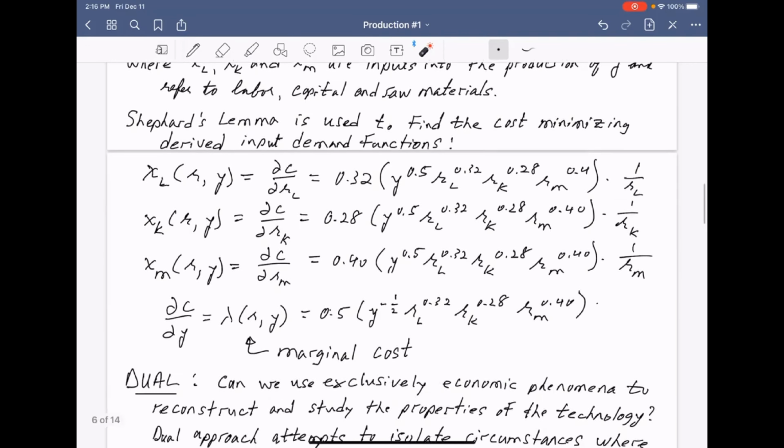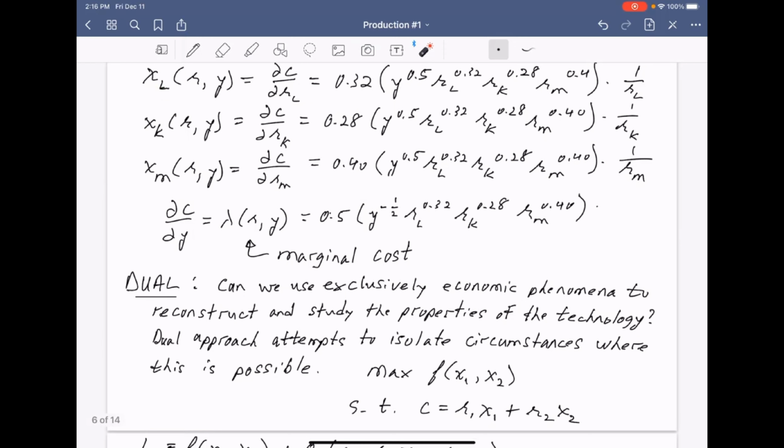So we get the input demand for labor, which is the partial of the cost function with respect to the labor input price, and we get this result here. And we do the same thing for capital and for raw materials. We get these results. And finally, we take the partial of the cost function with respect to Y, the output level, and we get back lambda(R,y), which is the marginal cost, and is given by this amount here. Okay, remember lambda is the marginal cost.